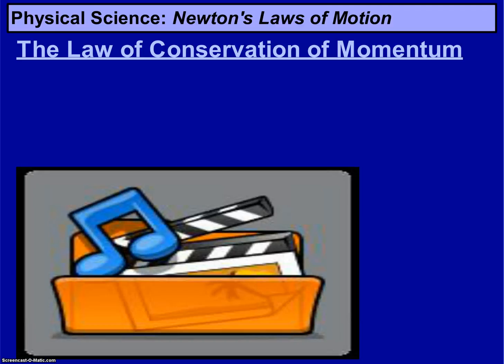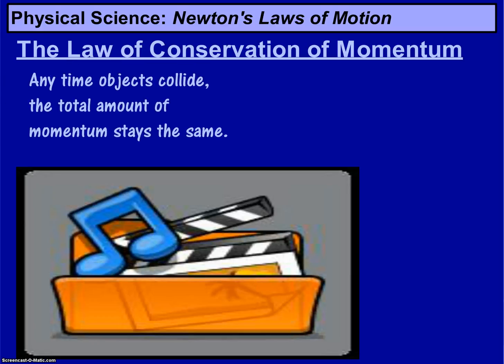Okay, so let's move on a little bit. Let's talk about the law of conservation of momentum. Now, this is what happens when two objects actually collide. I'll say it again. Anytime objects collide, the total amount of momentum stays the same. Now, if you notice, this is a law, therefore there will be a mathematical equation, and there it is. P1 is equal to P2, or M1V1 is equal to M2V2. Simply stated, the momentum of the first system is exactly equal to the momentum of the second system.